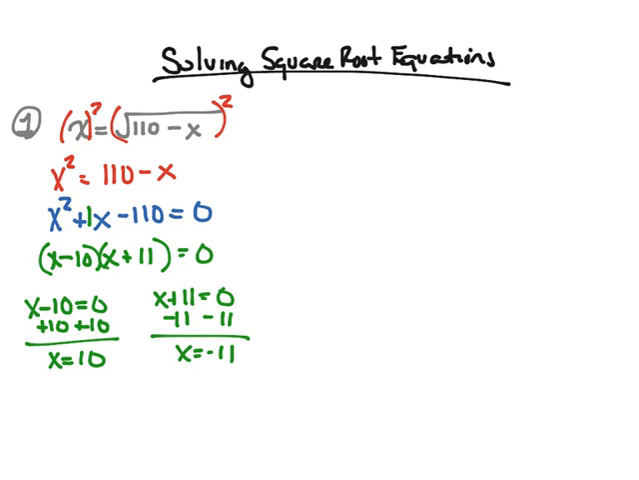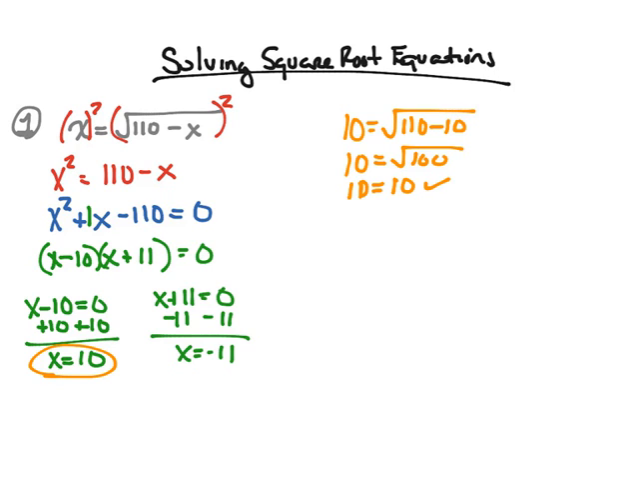Now we're not quite done yet because we still have to check our solutions, make sure they actually work. We could end up with one of those extraneous solutions. So what I'm going to do is I'm going to start by checking the 10. I'm going to take that 10, plug it back into that original equation, and we're going to see if we get a true statement here. So if I subtract 110 minus 10, I get 100. And if I take the square root of 100, I get a 10. And since 10 is equal to 10, we know that this is definitely a solution.